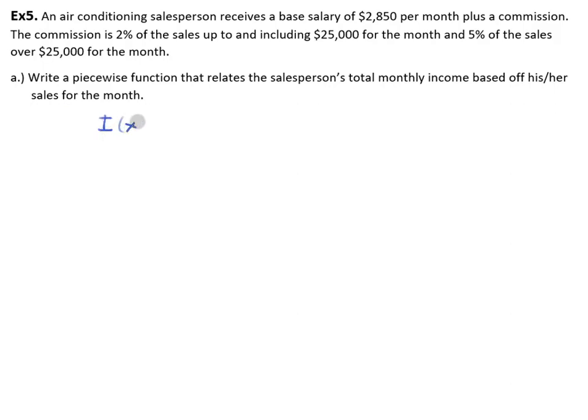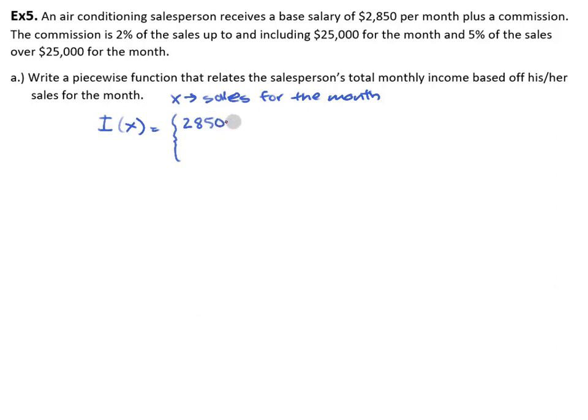So since it has to do with income, I'm going to use I of x. We're going to let x represent sales for the month. Okay, so it's a piecewise function, so we'll have our big squiggly bracket I can't draw. And then let's try this. So let's see, they get a base salary of $2,850 per month plus 2% commission. Okay, so anytime we're going up to and including $25,000. So this shouldn't be too hard to write.